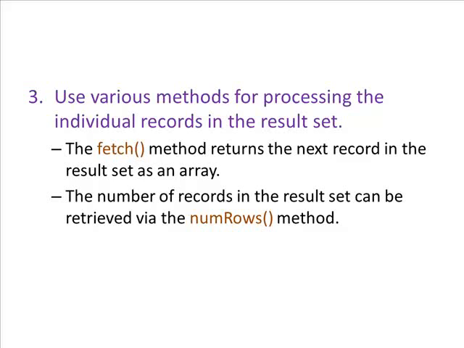The script uses the fetch method, which returns the next record in the result set as an array each time it is invoked. Used in a loop, this method provides a convenient way to iterate over the entire result set, one record at a time. Individual fields from the record can be accessed as array elements using either the field index or the field name. The number of records in the result set can be retrieved via the SQLite result object's numRows method.